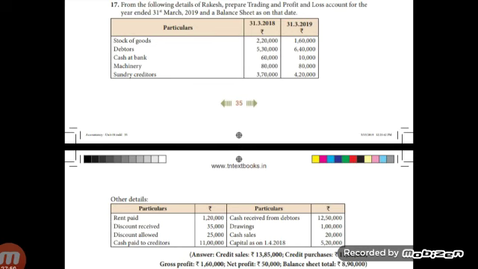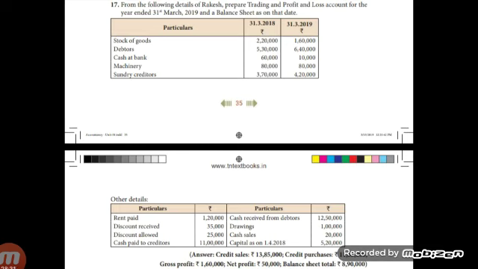Then see the other details. Rent paid, it is an expense. So take it to the debit side of profit and loss account. Discount received. Children, you need to take this discount received in two accounts. That means first you should take it to the total creditors account. Discount received for total creditors account. Then again you should take it in profit and loss account credit side.